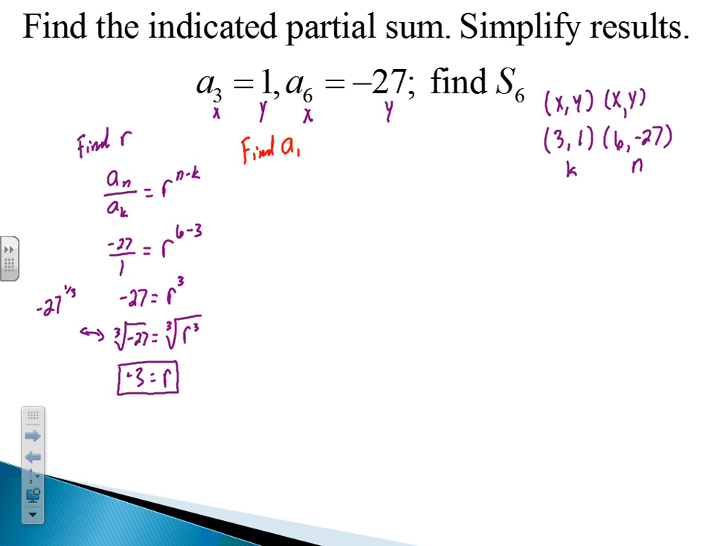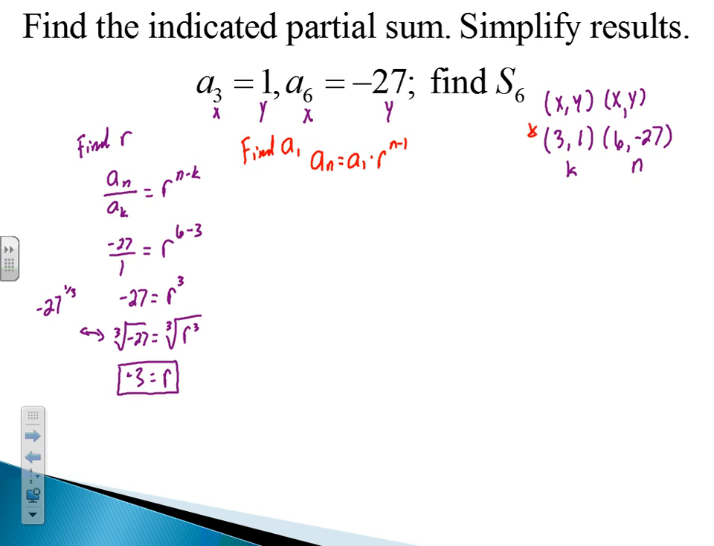Find a sub 1. And we're going to use the general term of a geometric sequence. A sub n is equal to a sub 1 times the common ratio to the n minus 1 power. We're going to just substitute those numbers in, so that way we can figure out what the first term is. Now we have to pick. We have two points essentially that we can use to figure out what the first term is.